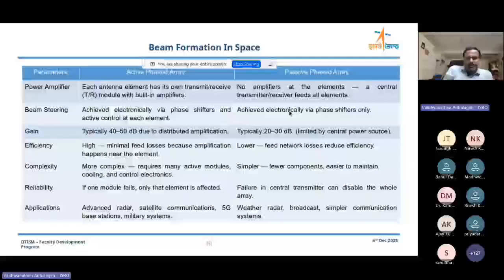Again, I have just given the difference between the active phased array and the passive phased array. I have told the same things here. But the major thing is that in an active phased array, the gain of the system will be more.